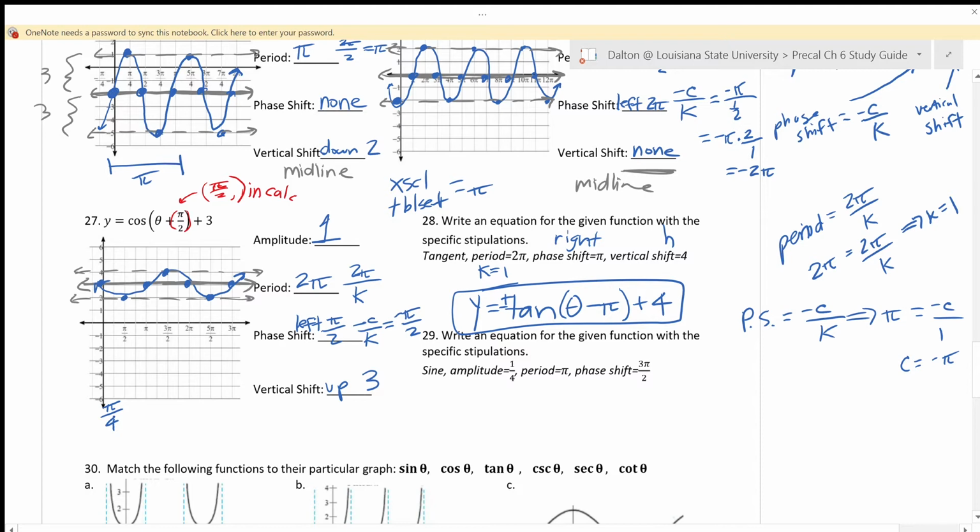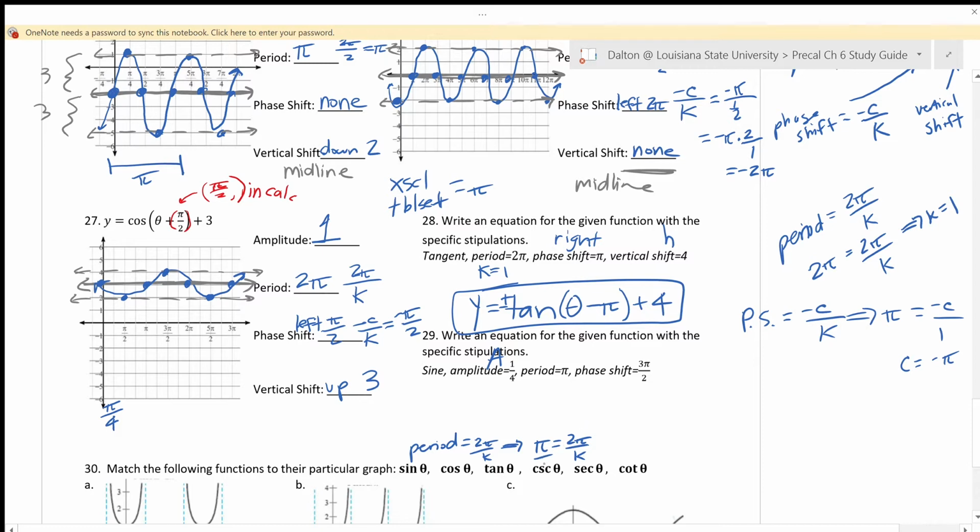And 29, I'll do a little bit more algebra for you to solve if you need it. Okay, so for 29, I've got the sine function. This time I do have an amplitude change, so I know a is 1/4. Period is pi instead of 2 pi. So what that means is, let me do that work down here. If my period is found by doing 2 pi over k, I know that if pi has to equal 2 pi over k, the only way this works is if k is equal to 2. Hopefully you can see that, because 2 pi over 2 is pi.